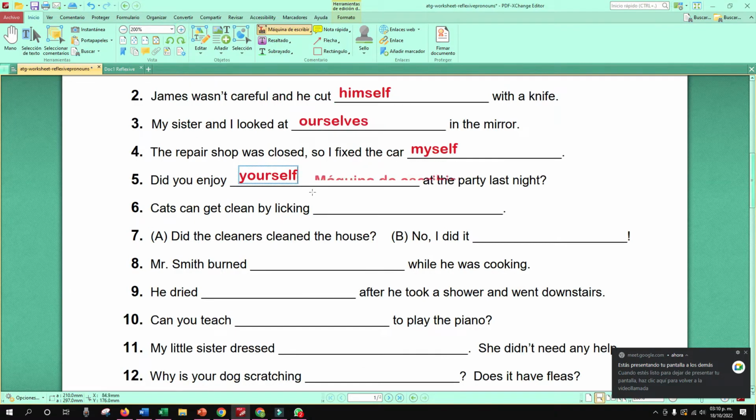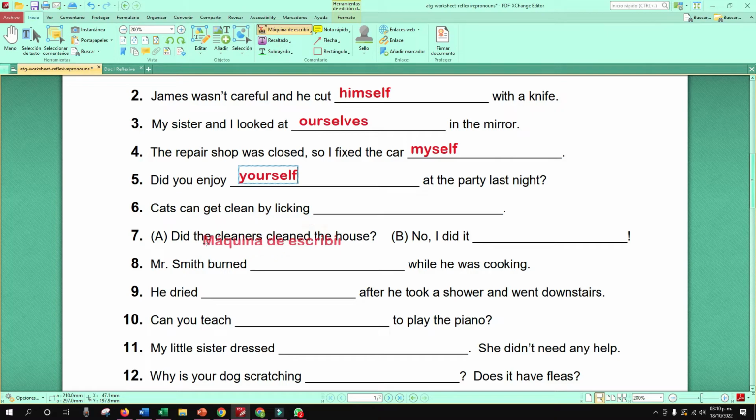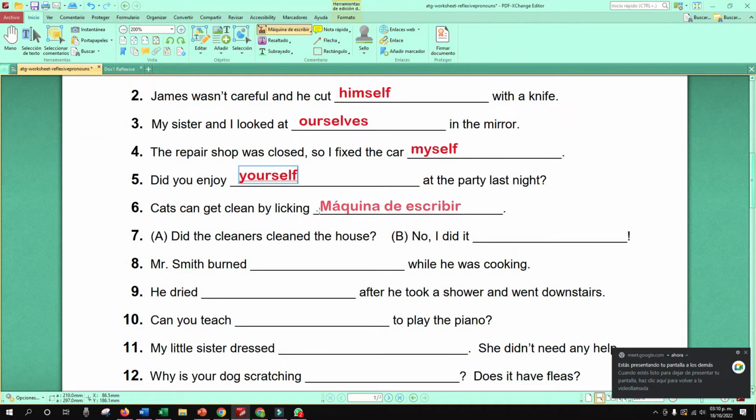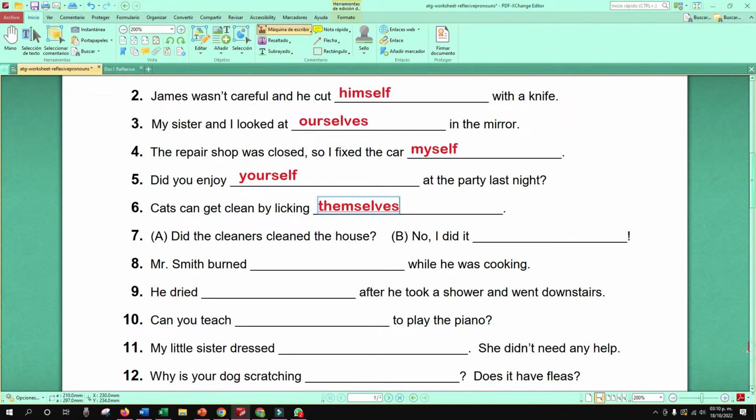What about 6? I will say cats can get clean by licking, right? Who wants to try it? Okay, Mr. Miguel, thank you. Cats, remember. Itself. Themselves. Perfect. Themselves, right? That is plural. Cats. Themselves. Excellent. Thank you. What about the other one?